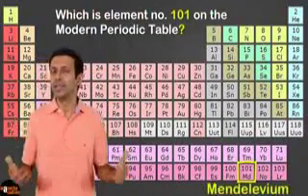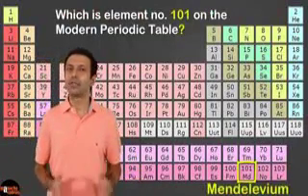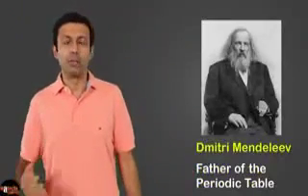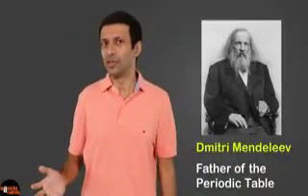It's called Mendelevium. It's named after the Russian scientist Dmitri Mendeleev, who's considered the father of the periodic table. Now, his periodic table is different from the modern one, but it was a huge step forward. A lot of the scientists were trying to classify the elements and put them in tables. But Mendeleev did something very interesting, very different.